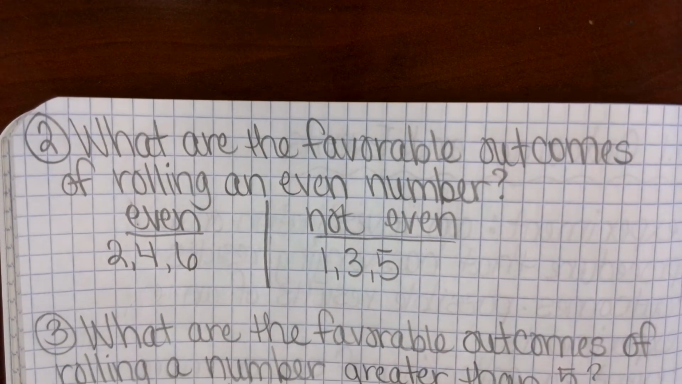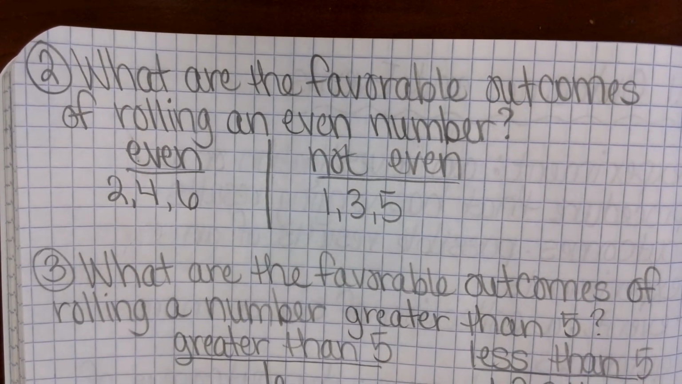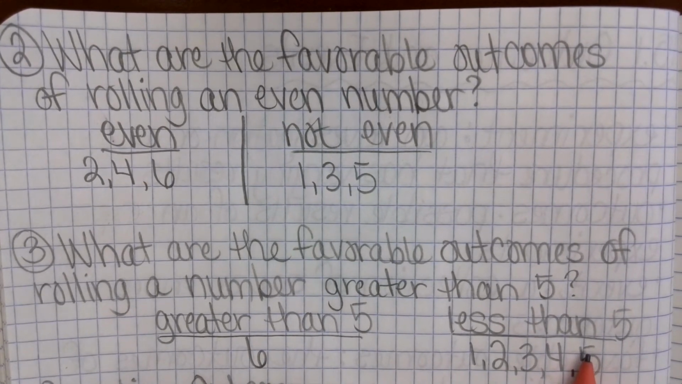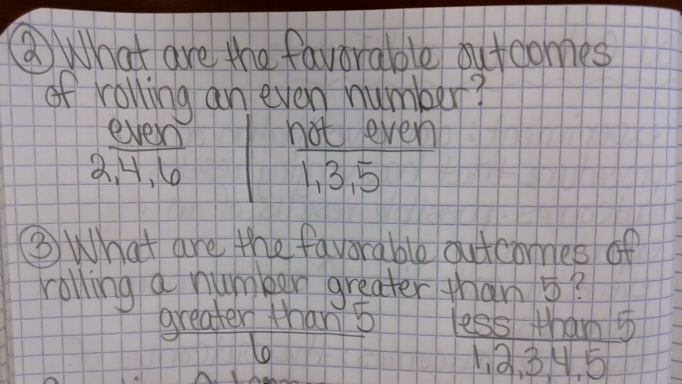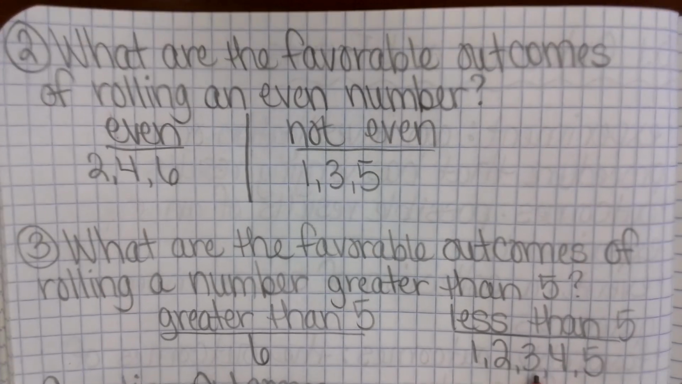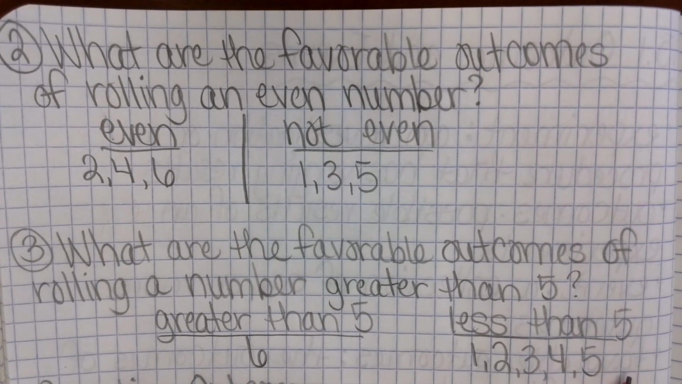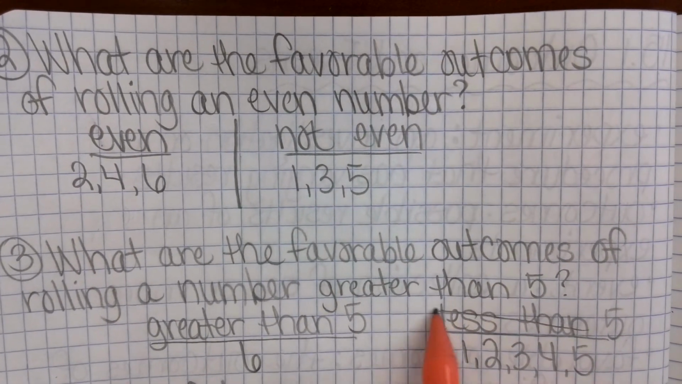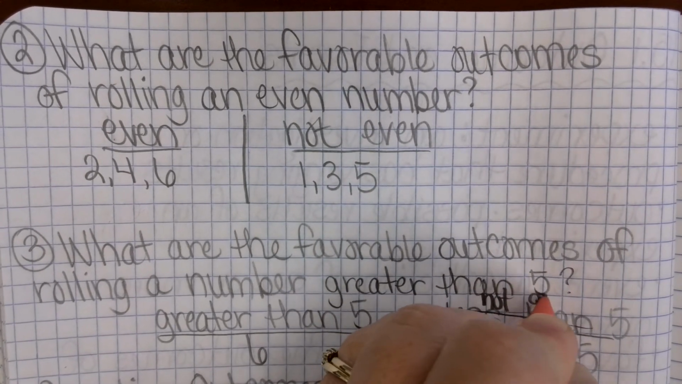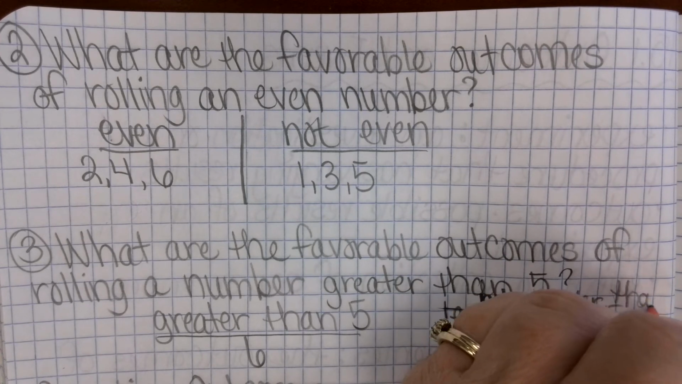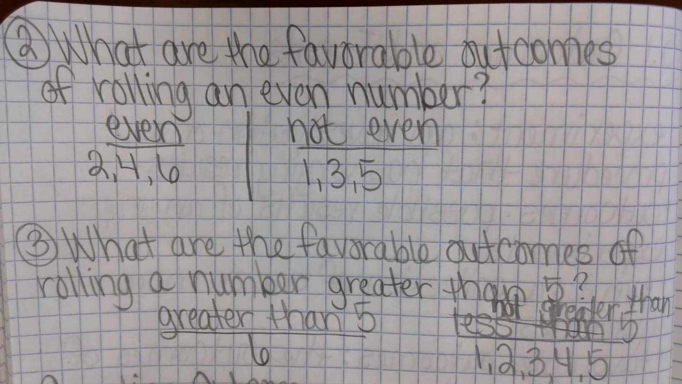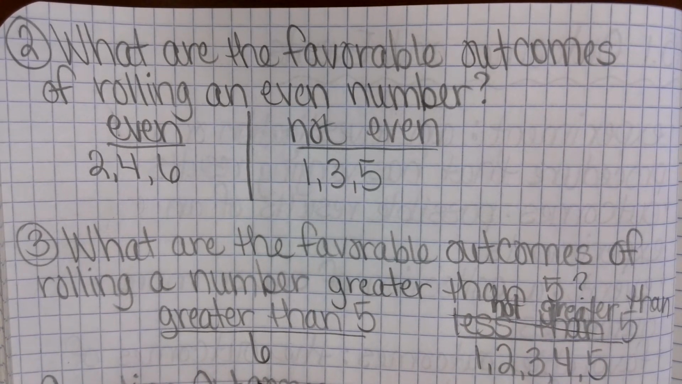Okay. The second question was, what are the favorable outcomes of rolling a number greater than 5? So you have greater than 5 and you have not greater than 5. Greater than 5, that's going to be 6. Not greater than 5 is going to be 1, 2, 3, 4, 5. So the favorable outcome of rolling a number greater than 5 is going to be rolling a 6.